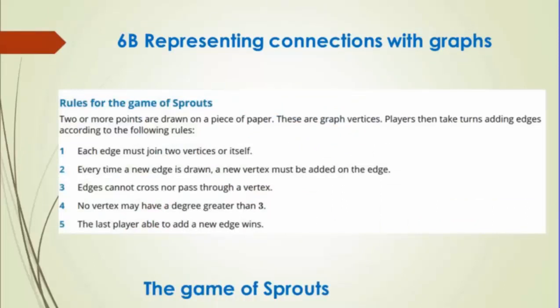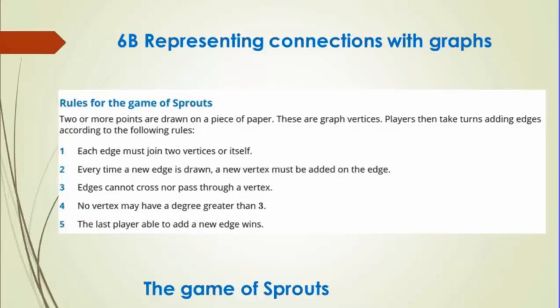Now, if you feel so inclined, you can now play this little game. You've got a long lesson now, so you've got plenty of time. Game of Sprouts. You've got two players, I guess. 2 or more points drawn on a piece of paper, which will be the vertices of a graph. So just draw any 2 points, then players take it in turns, presumably, to start, adding edges according to the following rules.